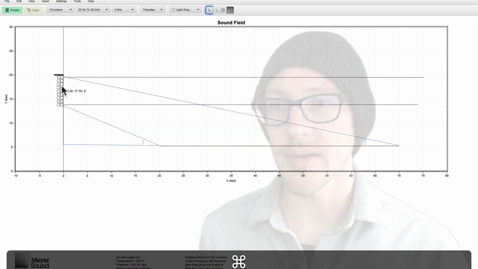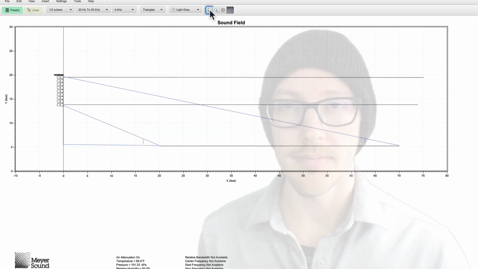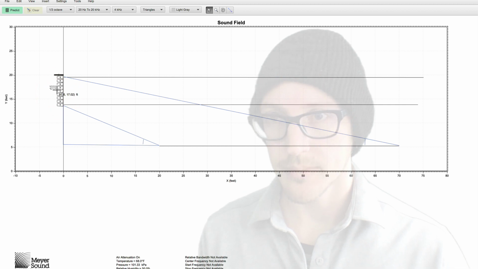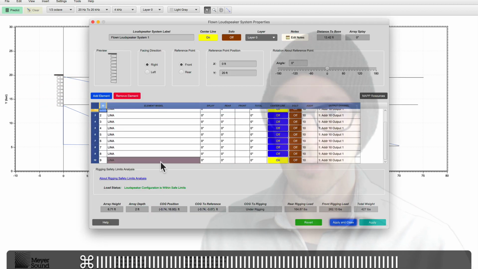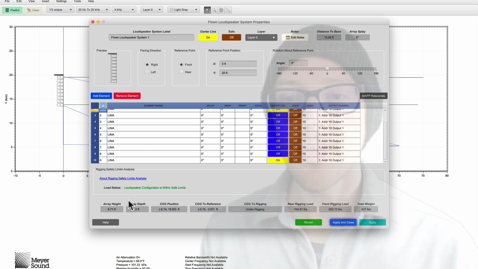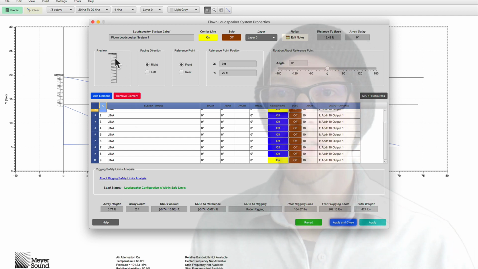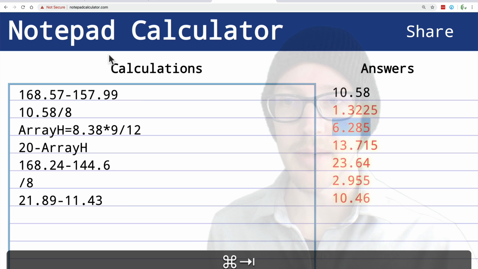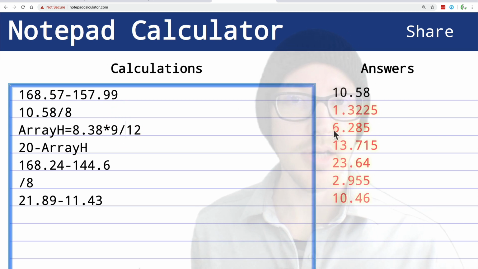Let's just see how accurate that is. Here it says the array is 6.71. So slightly bigger than I estimated because there is some space between these elements. And this is probably also taking into account this bumper up here, which I'm not measuring, but I think it's still good enough for an estimate.